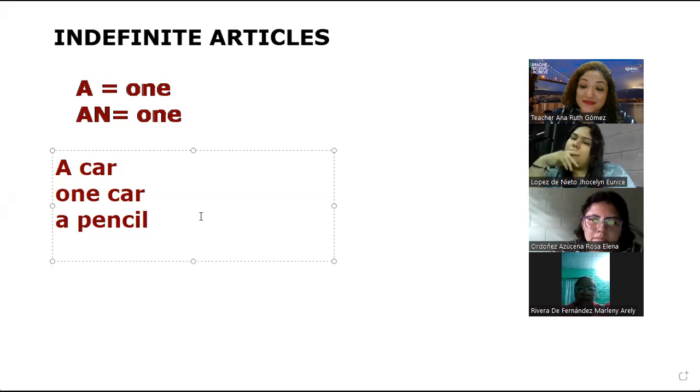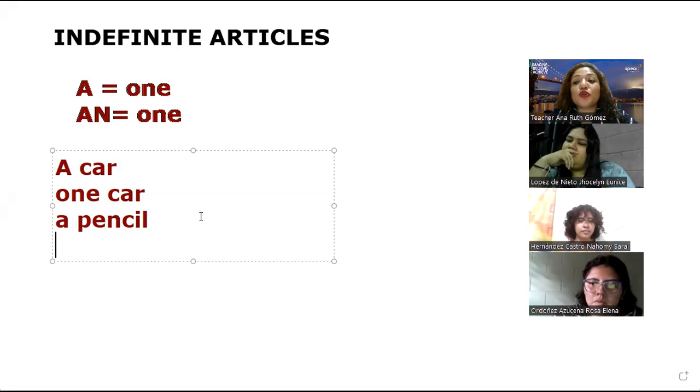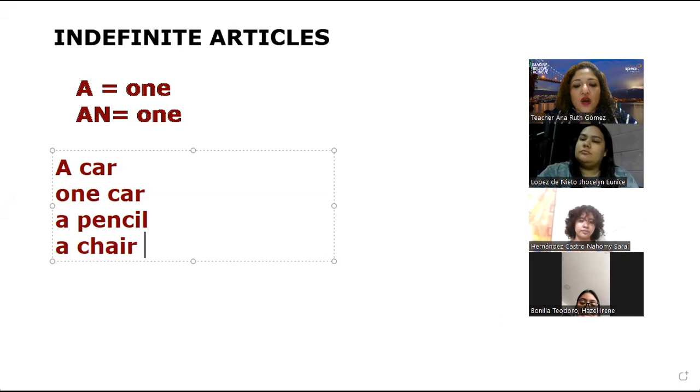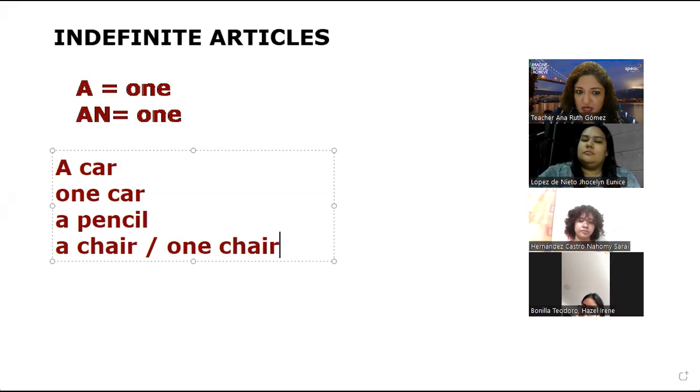Let me see. Una silla. A chair. Everybody? One chair. You can say one chair or you can say a chair. All right? The two are correct. So a chair or you can say one chair.